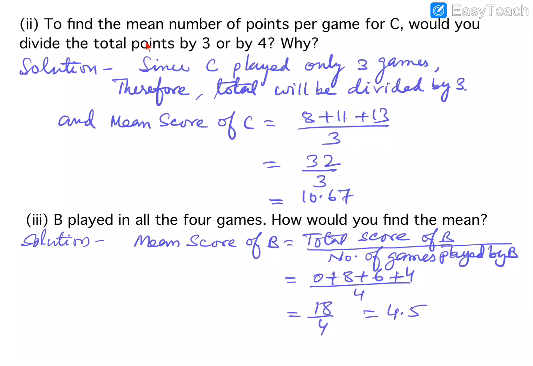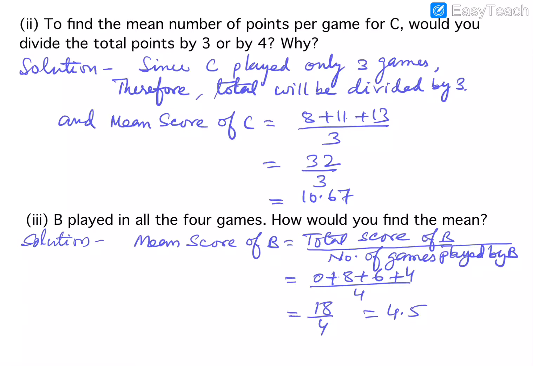In the second part, to find the mean number of points per game for C, would you divide the total points by 3 or by 4? Why? Since player C played only 3 games, the total score will be divided by 3, and so the mean score of C is 8 plus 11 plus 13 by 3, which is 10.67. These are the points scored by player C in 3 games, as in 1 game he did not play.